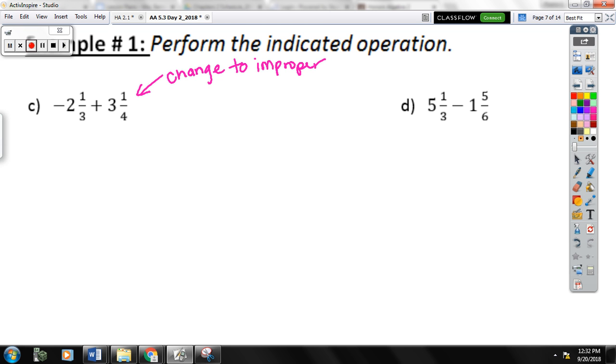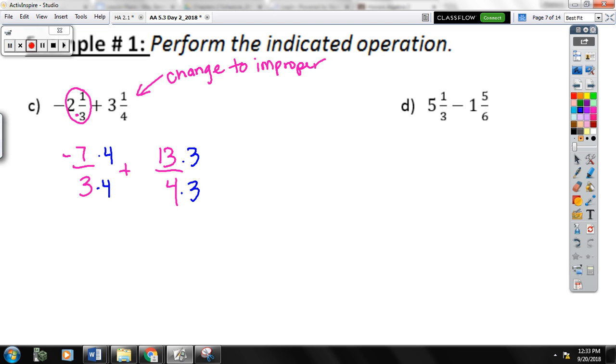Remember, whenever you change to improper, don't include the negative. So this is 3 times 2, which is 6, 6 plus 1, which is 7. Then you can tack on the negative, which is -7/3. And I always leave a little bit of space because I'm going to multiply that by something. 4 times 3 is 12, plus 1 is 13. So 13/4. Now, find a common denominator. What should that be? 12. So multiply this one by 4 and this one by 3.